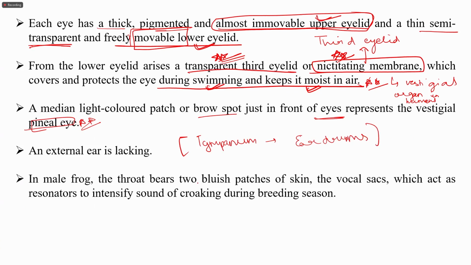In the male frog, the throat bears two bluish patches of skin. As I already mentioned, they have vocal sacs which act as resonators to intensify the sound of croaking during the breeding season. So it is present only in males.